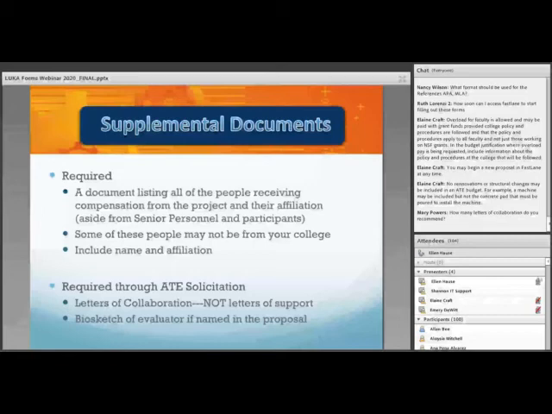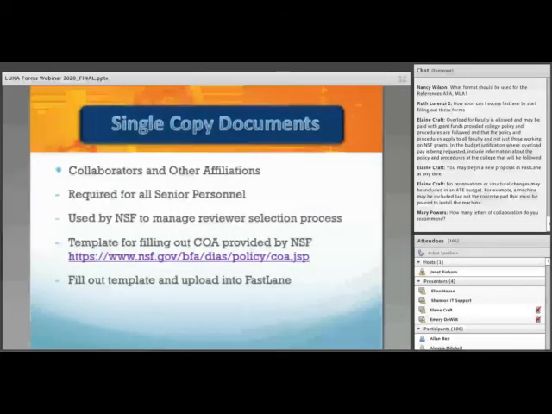And a third supplemental document, the ATE proposal solicitation, asks that you include a biosketch of your external evaluator as a supplemental document if that person is named in your project description.